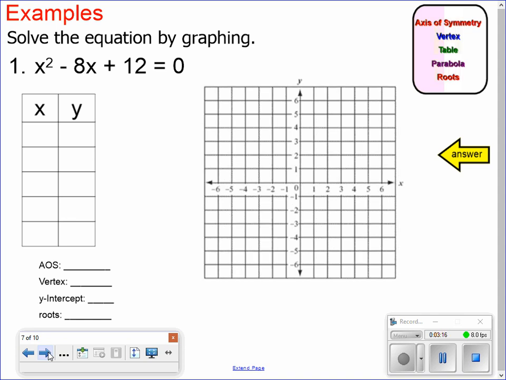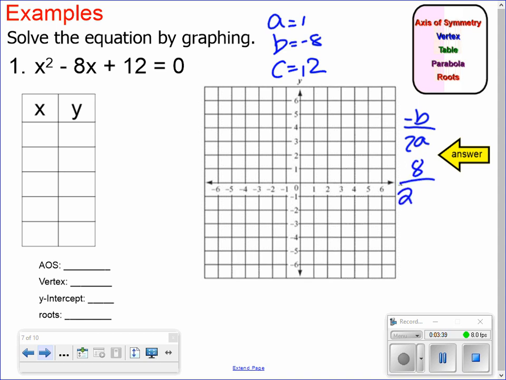Here we have x squared minus 8x plus 12. We want to graph this. Remember that we're starting with the axis of symmetry, which is -b over 2a. Remember that a in this case is 1, b is -8, and c is 12. Because we have a -8, when I put it into -b, it's going to change it to a +8 over 2 times 1, that was a. So that would be 4. So my axis of symmetry is 4. That tells me that my vertex is going to be 4, something.